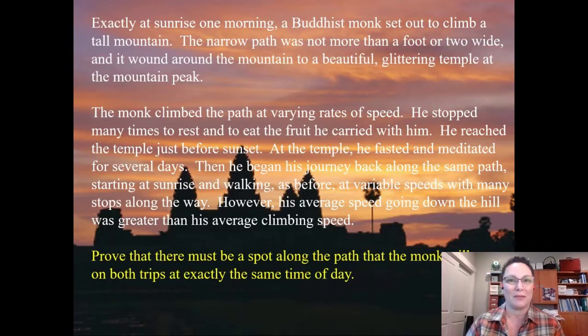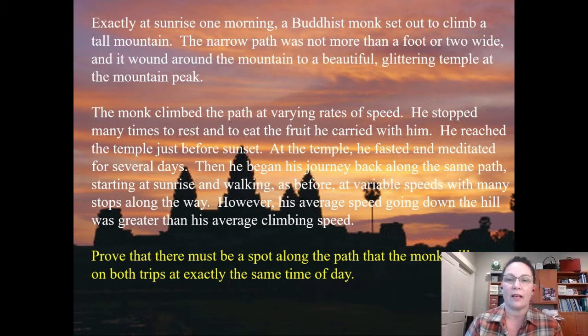All right, let's solve a problem. All right, so exactly at sunrise one morning, a Buddhist monk set out to climb a tall mountain. The narrow path was not more than a foot or two wide, and it wound around the mountain to a beautiful glittering temple at the mountain peak. The monk climbed the path at varying rates of speed. He stopped many times to rest and to eat the fruit he carried with him. He reached the temple just before sunset.